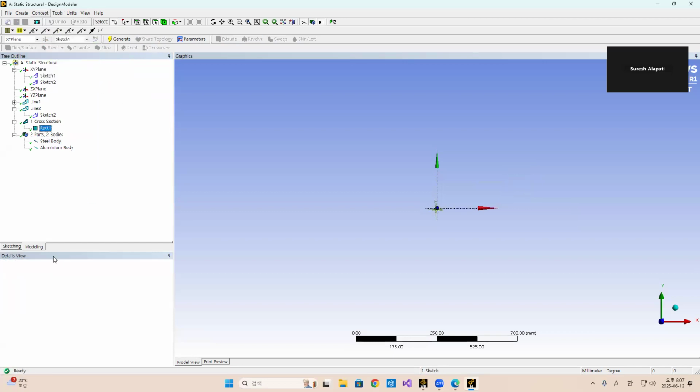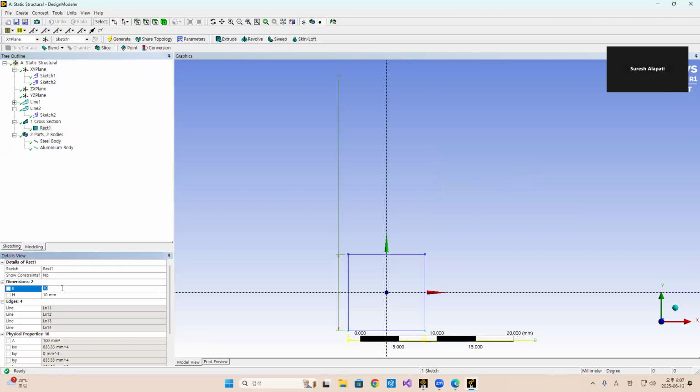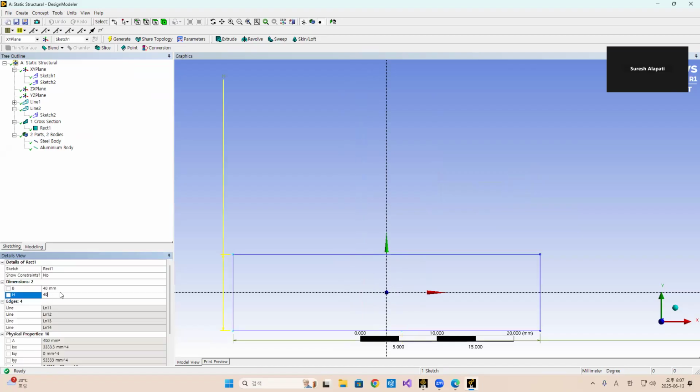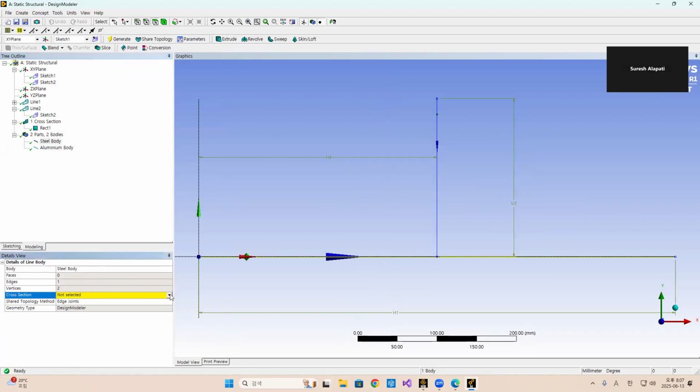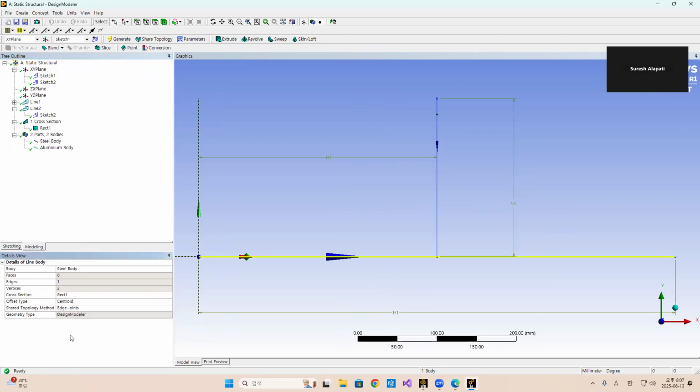Rectangle cross section, 40 millimeter times 40 millimeter. Be sure to be in millimeter. Sometimes you are in meters, then you have to give 0.04. And so assign the steel body cross section 1.